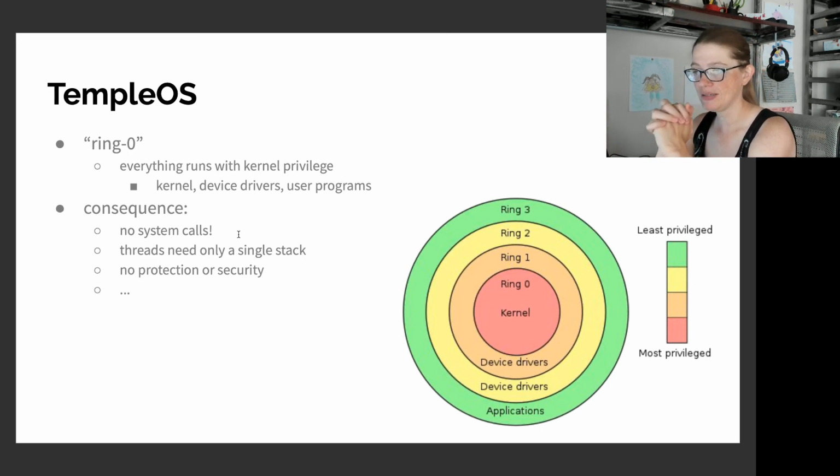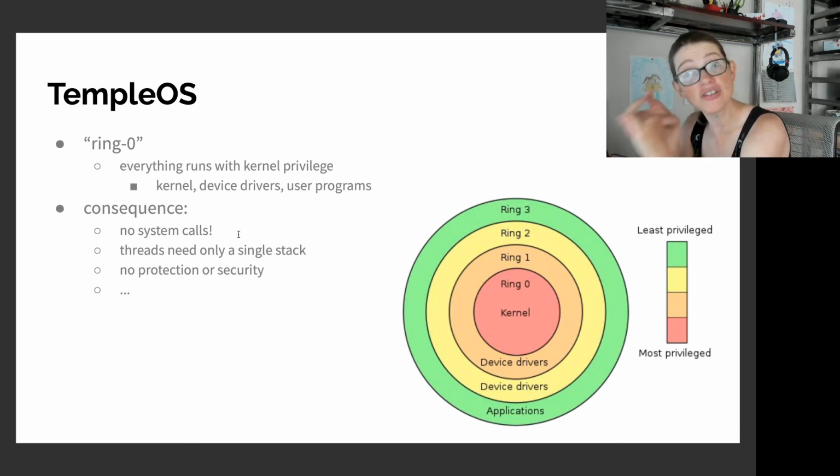In Temple OS, everything runs with kernel privilege. So everything runs in ring 0. That means that the kernel runs in ring 0, but so do the device drivers and the user programs, which has some interesting consequences, as you can imagine. You have no need for system calls, because you can just call kernel code directly. User programs have access to the kernel's data structures and the kernel's functions, because there's no separation of kernel from user land. And there's multiple ways in which that is true, as we'll see in a minute.